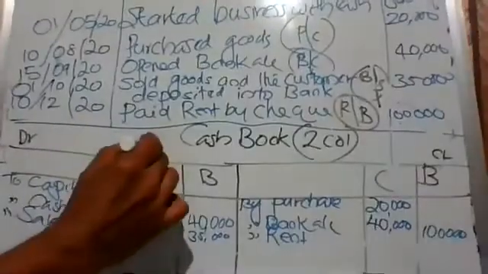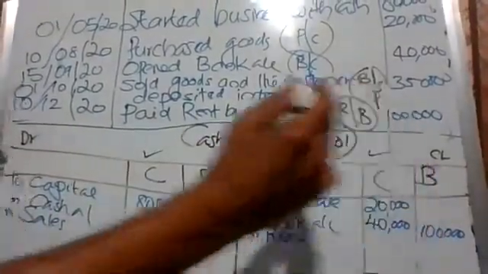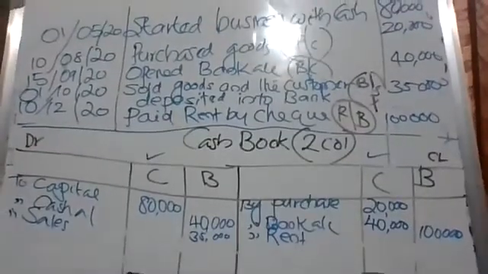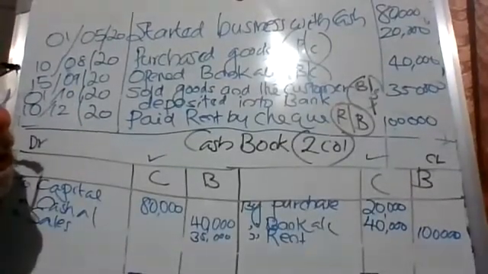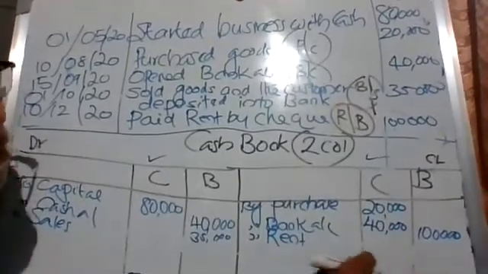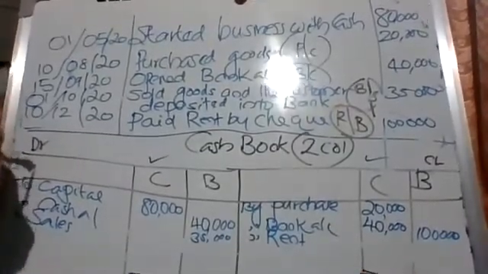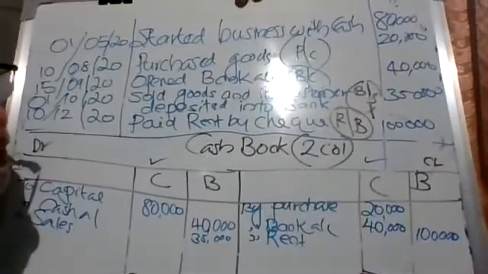Start with the cash. Cash debit, cash credit. Which is greater? Debit, sir. How much is the amount? 80,000. So we will write 80,000 on both sides. Step 1 over. What is the next step?